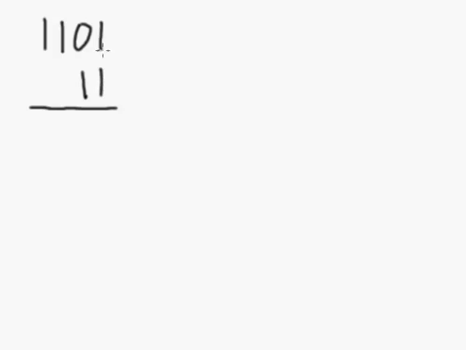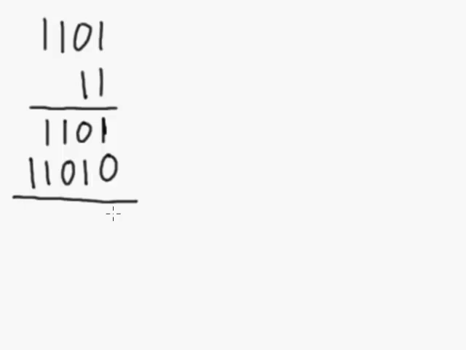So we got 1 times 1 gives us 1. Then 1 times 0 gives us 0. 1 times 1 gives us 1. 1 times 1 gives us 1. For the second column of the second number, to remember that we're multiplying by 2 instead of by 1, we're going to put a 0 in the first column, and then we've got 1 times 1 is 1, 1 times 0 is 0, 1 times 1 is 1, 1 times 1 is 1.